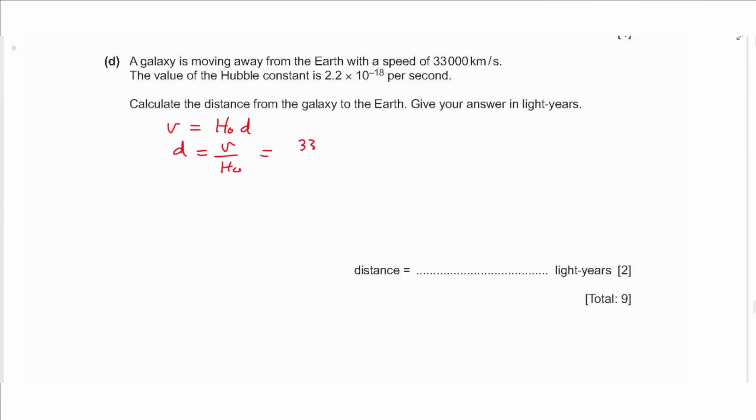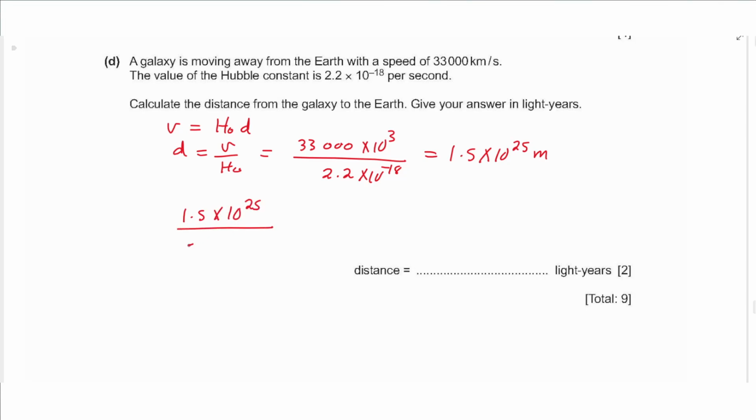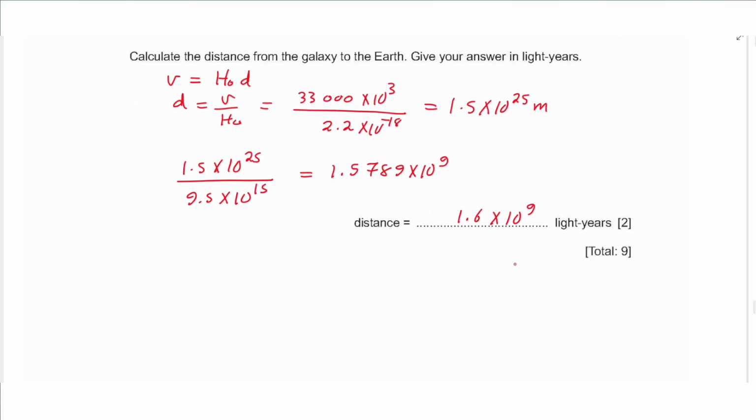So we have 33,000 multiplied by 10 to the power of 3 for kilometers to convert into meters. Then we divide by 2.2 times 10 to the power of negative 18. That gives 1.5 times 10 to the power of 25 meters. And the light year is 9.5 times 10 to the power of 15. So to convert from meters to light years, we need to divide 1.5 times 10 to the power of 25 by the light year, 9.5 times 10 to the power of 15. That gives an answer of 1.5789 times 10 to the power of 9, which we can approximate to 1.6 times 10 to the power of 9. So this was the end of the exam.